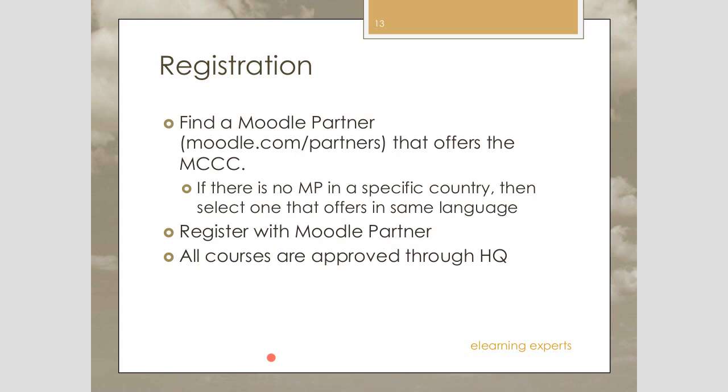So to find a Moodle partner that offers it, you'd go to moodle.com/partners and do a search on MCCC and within your country, or you can search all countries. If there's no Moodle partner in your area that offers it, then find one that offers it in your language. And then you register with that Moodle partner and start the process. All of the Moodle partners' courses are approved through headquarters, and only Moodle partners can offer that certification.